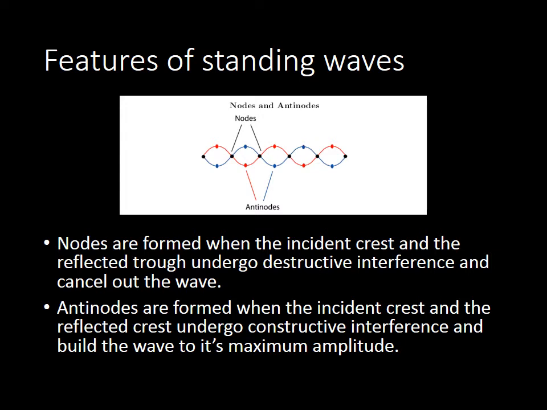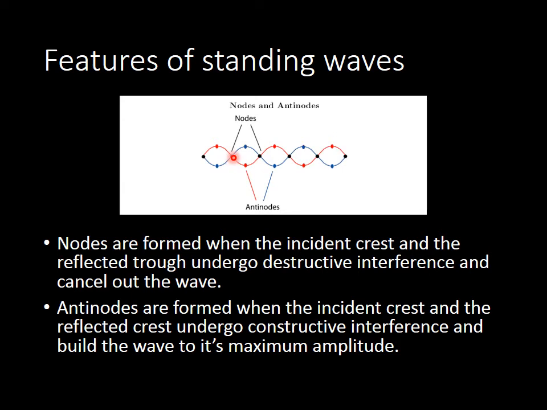So a couple of features that you need to be familiar with on this are what we call nodes. Nodes are formed when the incident crest and the reflected trough undergo destructive interference, and that's each of these places where you see the black dot. Those are places where those waves, because they're undergoing destructive interference, they're canceling the wave out. If this were a sound wave, at the nodes, we wouldn't be able to actually hear a sound because their energy would be canceling each other out at that point.